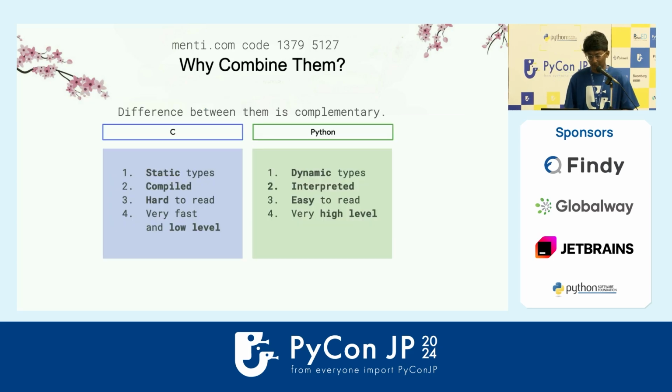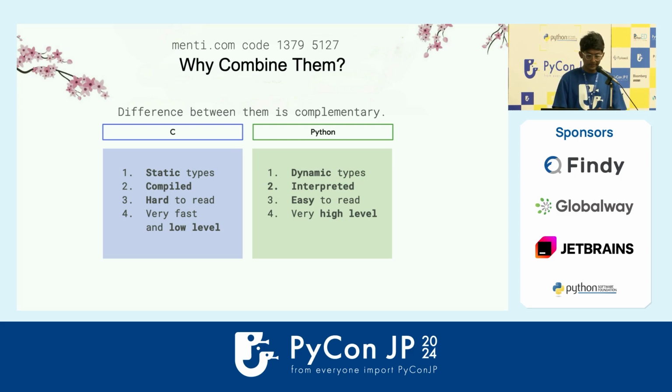Okay, but why combine them? They have really complementary skills, so it's very beneficial to combine complementary skills. C is static, Python is dynamic. Maybe I like dynamic more. C is compiled, Python is interpreted.